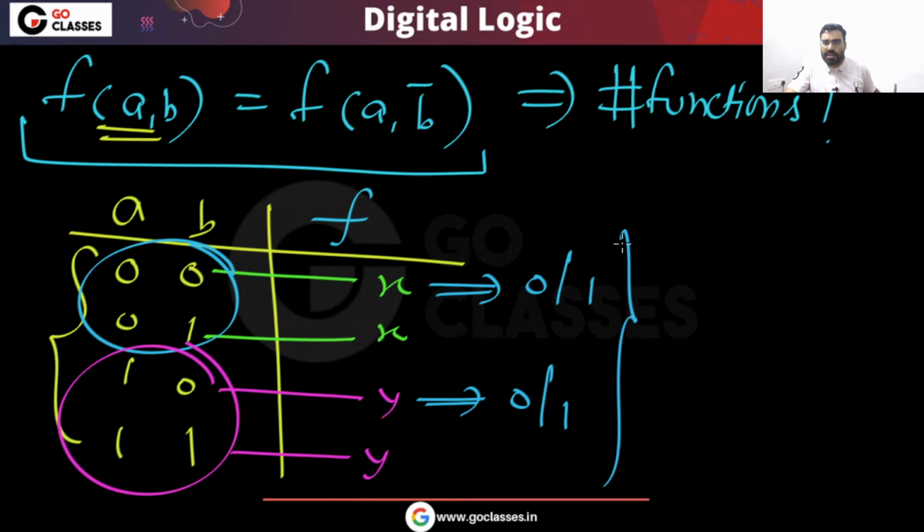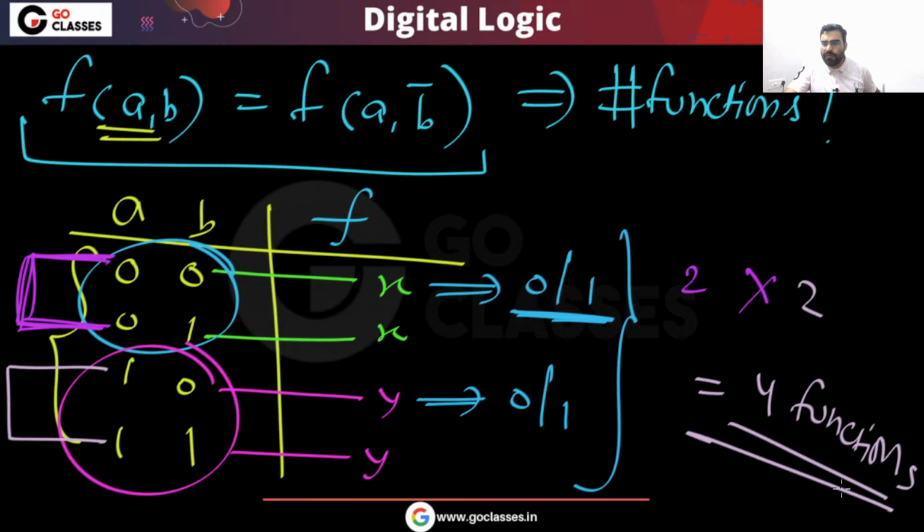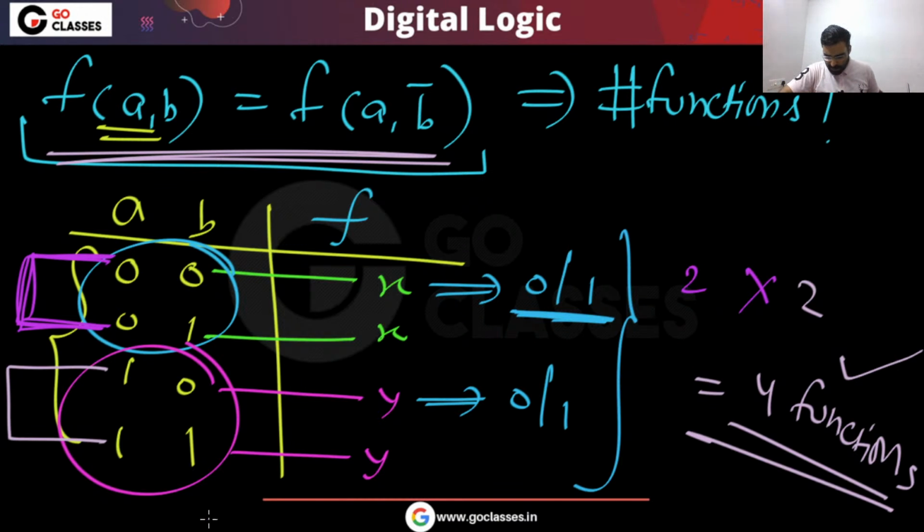So finally, what is the number of functions? There are two choices for the first two rows, yes or no? For the first two rows there are two choices, and for the last two rows there are two choices. So finally four functions. The answer will be four functions. So this property will be satisfied by four functions. Is this clear? Total four functions will satisfy this property.